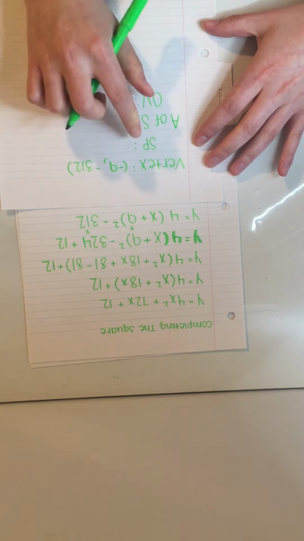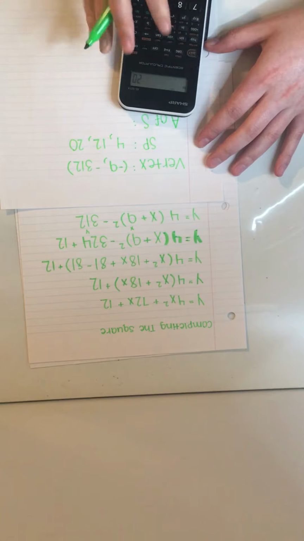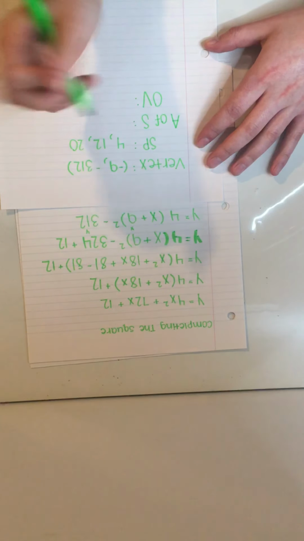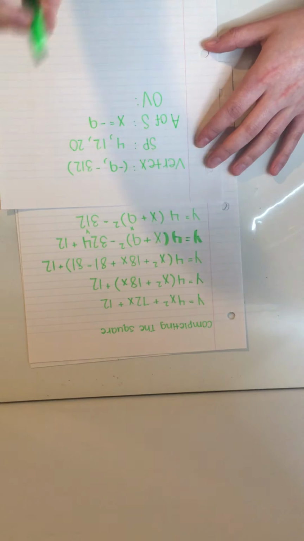So there's your vertex. Your step pattern is just going to be your a value, so in my case it's 4, and then you're going to times it by 1, 3, and 5. So 4 times 1 is 4, and then 4 times 3 is 12, and 4 times 5 is 20. So there you have your step pattern: 4, 12, 20. And then your axis of symmetry is just your x value in an equation. So mine would be x equals negative 9 because that's my x value.